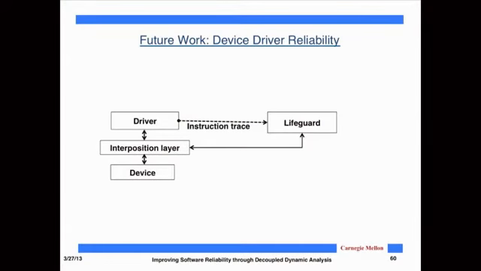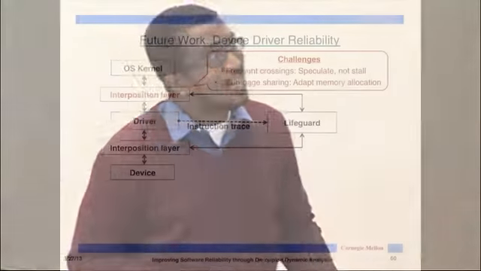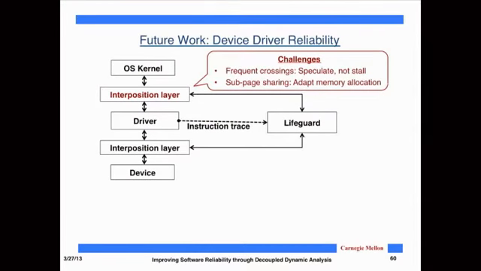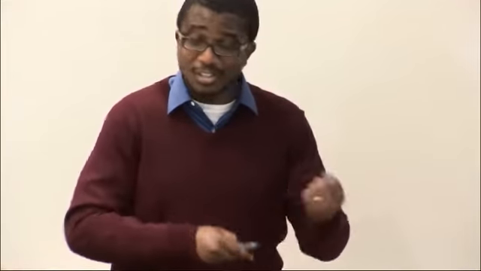Just to quickly go through some of the future work that I intend to do. I intend to continue in this direction of looking at device driver reliability. In particular, the first thing I would like to do is see if I can protect the operating system kernel as well. But this is going to be quite challenging relative to the interposition layer that I had here, because the kernel-driver crossing happens much more frequently than the I/O driver crossing. So this is going to be really tricky.